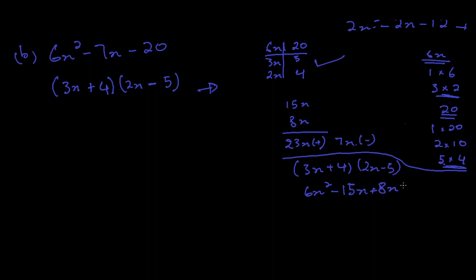Anyways, it's 8x. Then it's minus 20. So 6x squared. Then you take the sign of the bigger number, which is 15, it's minus. Then minus 15 plus 8 is negative 7x. Then the 20. So yeah, there we go, guys. We did factorize correctly using this method. We were lucky that we got it the first time round.